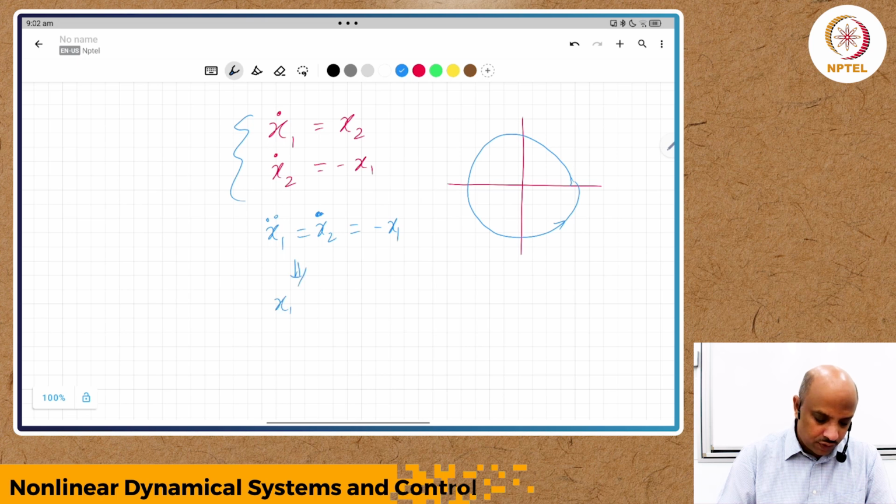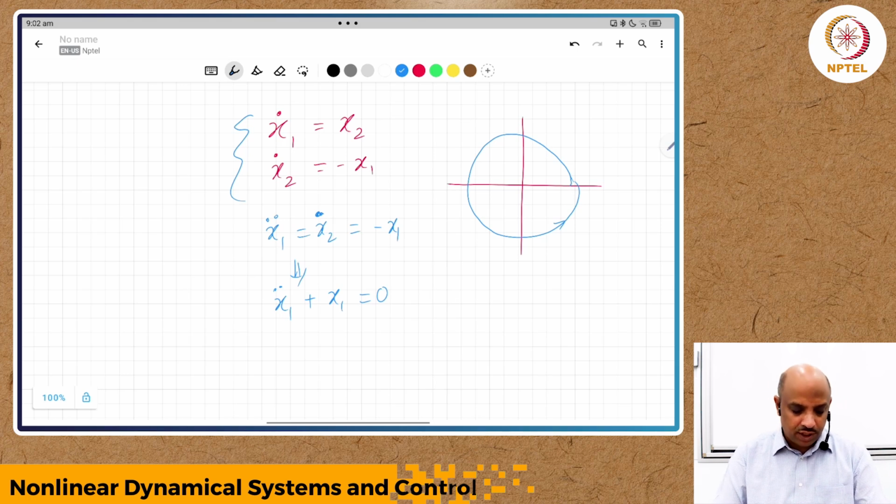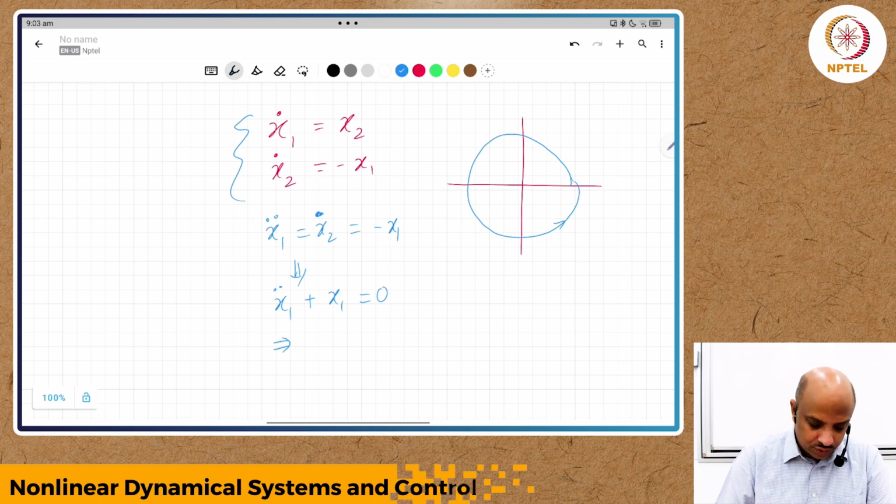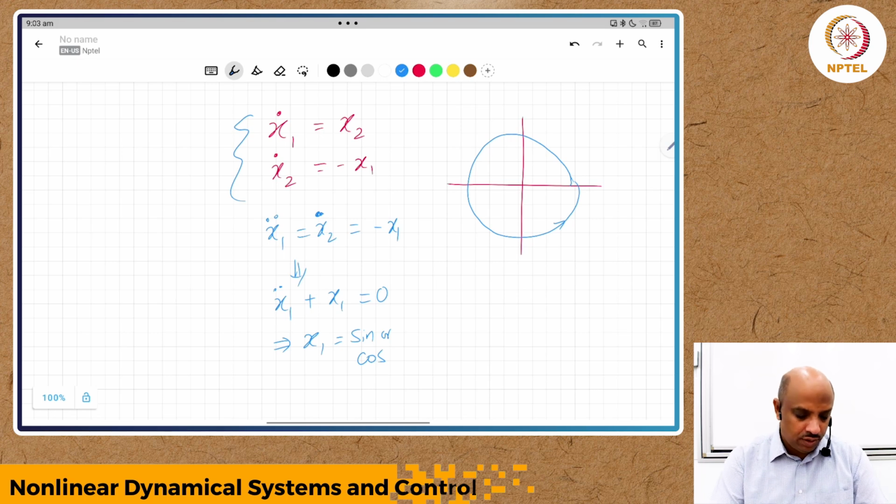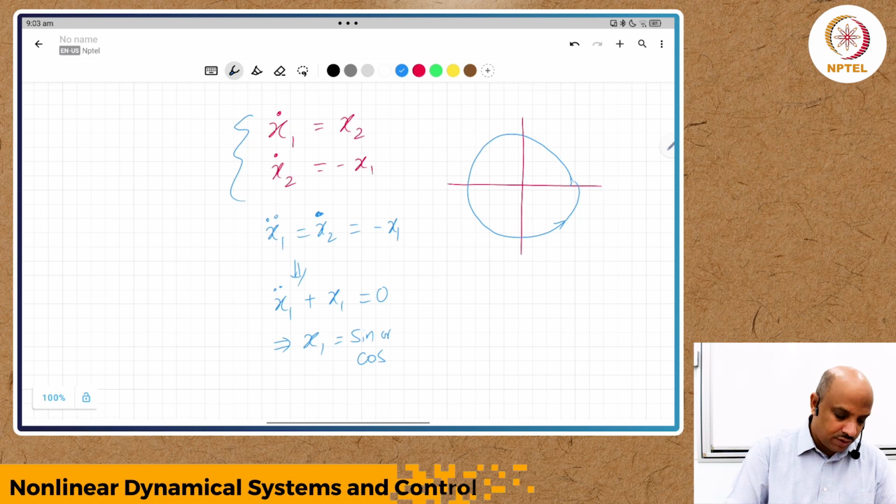So this is essentially x1 double dot plus x1 is equal to 0, and we can see a similar equation for x2, and this tells us the solution to this is sine or cosine, right? That is by looking at the solution. And since x2 dot is minus x1 and x1 dot is x2, if x1 happens to be sine, then x2 will be cosine, they complement each other, and you will end up with a circle, right.